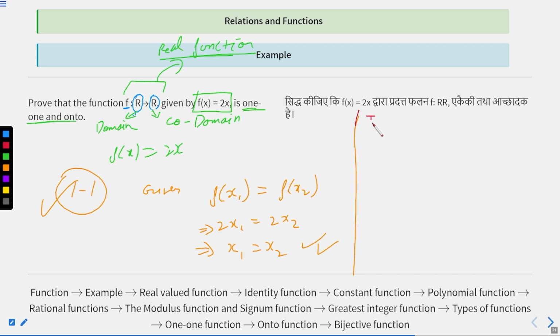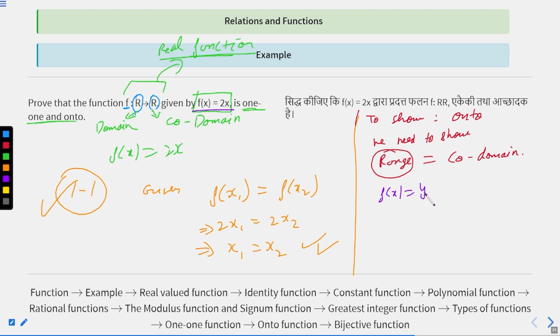In order to show onto, we need to show that the range set is equal to the codomain set. And how are we going to find the range set? Let's just follow my instructions. First of all, to find the range set, put f(x) equal to y as my output. So y is my output.